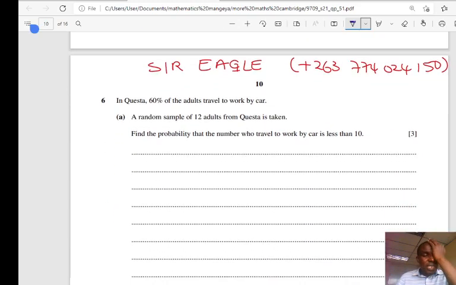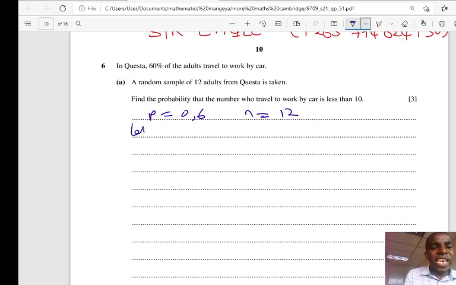The next question, question number 6. In Kester, 60% of the adults travel to work by car. A random sample of 12 adults from Kester is taken. Find the probability that the number who travel to work by car is less than 10. In this case, you can see it's a binomial distribution. Why? Because there's p, the probability of success, 0.6, since 60% is 0.6. Then you have n, which is 12. Whenever there's n and p, that will be a binomial distribution. From there, you can say let X be a random variable.